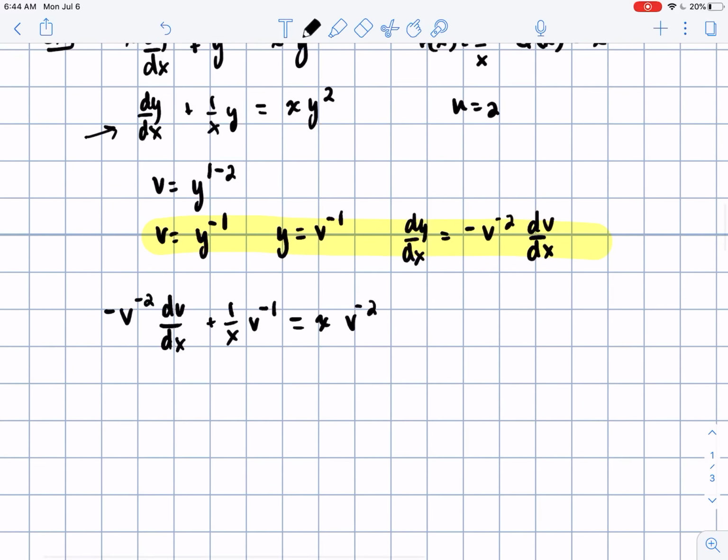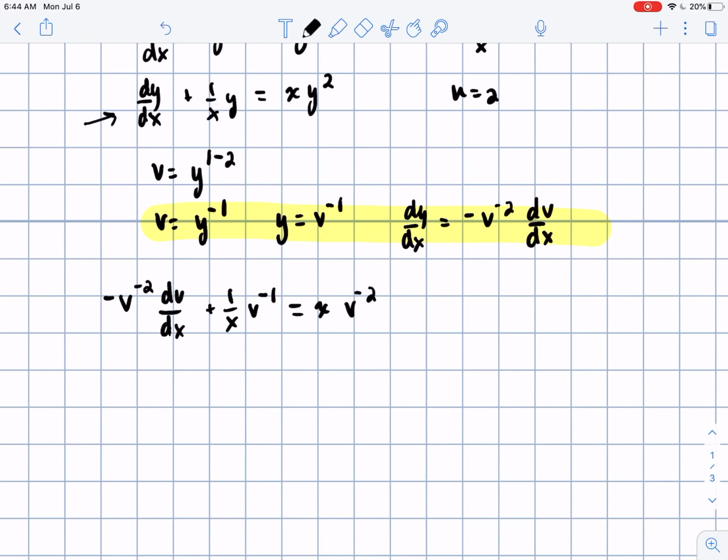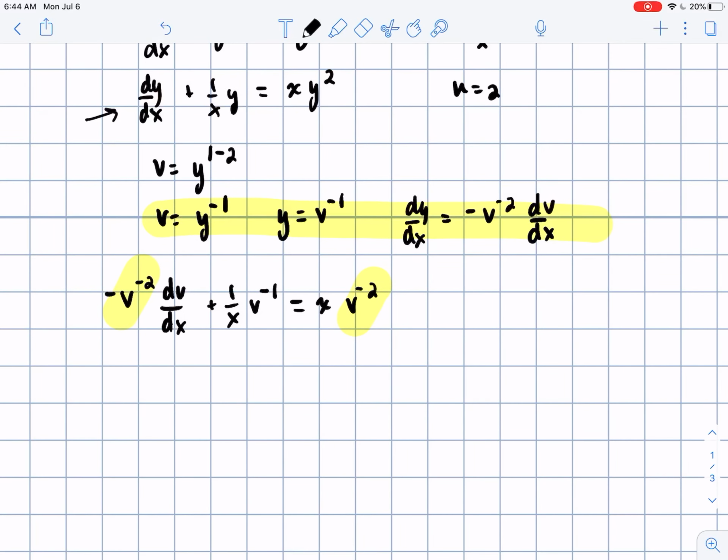If you notice now, can I get this into another form? Maybe I could get this into a linear form where I could divide out that v to the negative 2. It is on both sides, so it will cancel out, which is nice. So I'm going to divide everything by negative v to the negative 2.